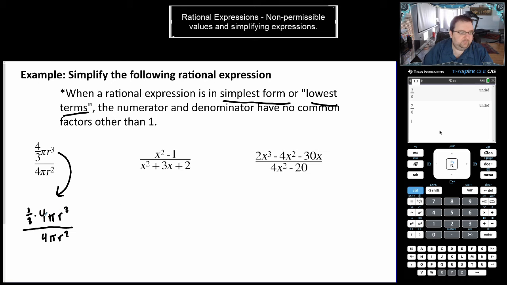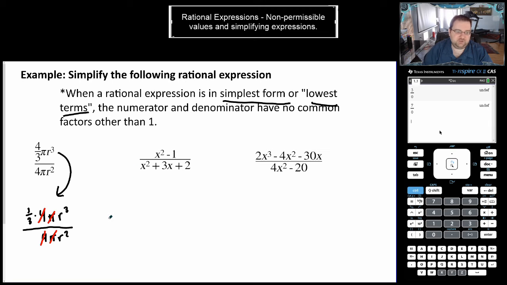What that's allowed me to do is, whenever you have something that's similar on your numerator and your denominator, they cancel out. So these 4's are now gone. These pi's are now gone. I can visualize r cubed as r times r times r, and r squared is r times r. So when you cancel them out, what are you left with? Just one of the r's, right?